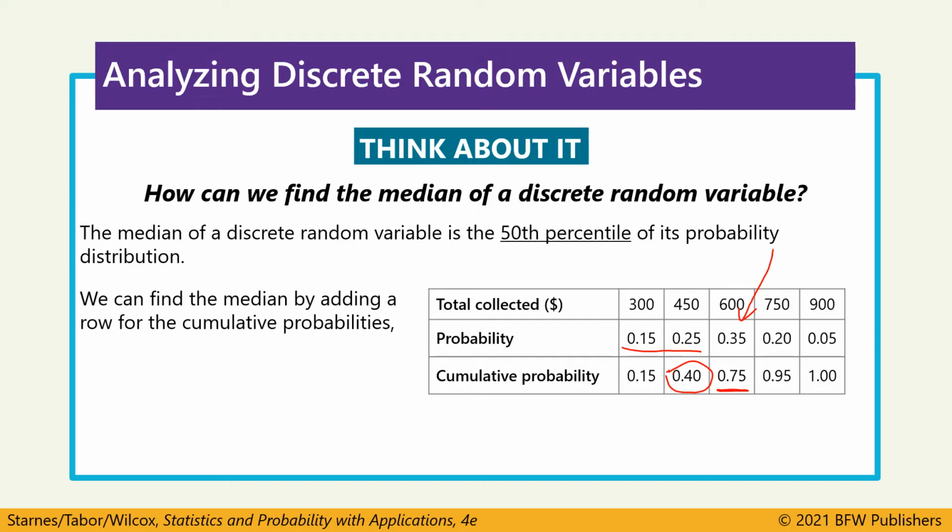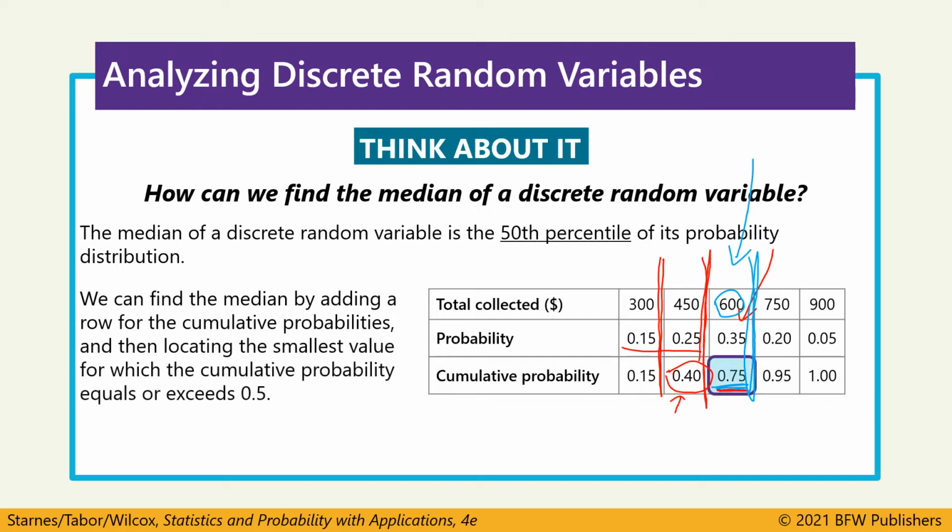The median is going to be where we cross that 50th percentile. So once we get through all the 300s, we've crossed 15% of the data. Once we get through all the 450s, we've now crossed 40%. Somewhere in this next batch, the 600s, that's where we cross 50%. So we pass by the 50% and end up at 75%. So the median is 600. It's in that range right here. We're looking for the smallest value where the cumulative probability equals or is above that 50%.